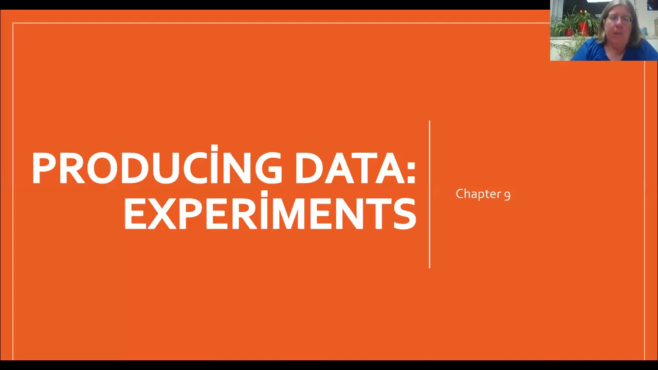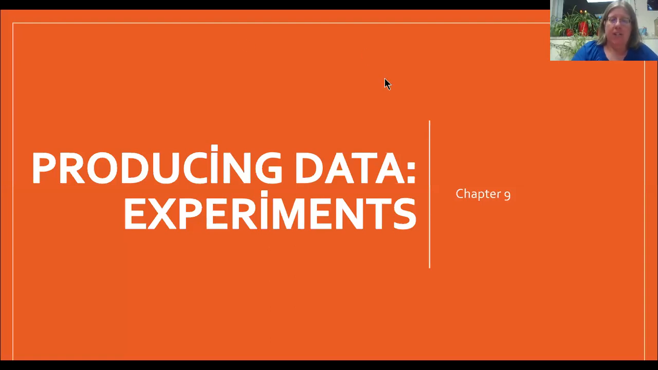Chapter 9 is titled Producing Data Through Experiments. Experiments are what's going to allow us to get a cause and effect. But before we look at that, we're going to look at observational studies, which is a little bit more in line with what we've looked at already this semester in terms of looking at relationships between variables, and we're not going to get cause and effect out of those.